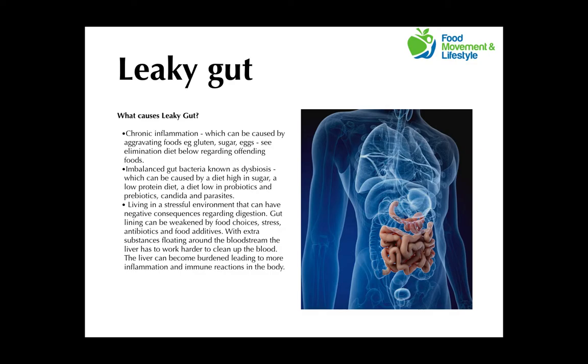Then if you're living in a stressful environment, this can have really negative consequences on your digestive system. Okay, and if you've got negative consequences in your digestive system, it can lead to leaky gut. So the gut lining can be weakened through your food choices, stress, antibiotics, or food additives. So with these extra substances in your bloodstream, your body's got to work harder to clean that up. Your liver is what's going to clean that up, and the more work that's going to your liver, the harder it's got to work. You're looking to reduce the amount of work in the body. If the liver becomes overburdened, it can lead to more inflammation and an immune reaction in the body.